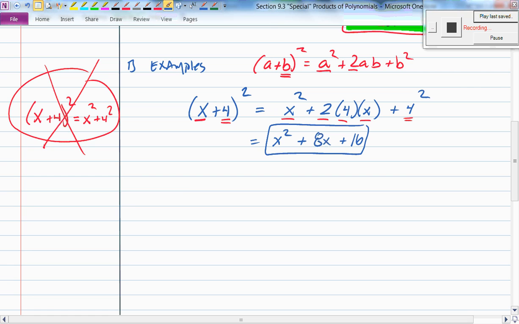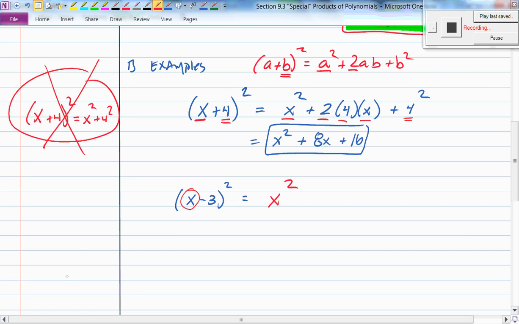Okay, let's do another one. Let's try this one. Let's do (x - 3) quantity squared. Now, some people like to do this trick. Whenever they have a binomial and they square it, some people do this. They say, okay, I take the first term. What's my first term? X, and I square it.